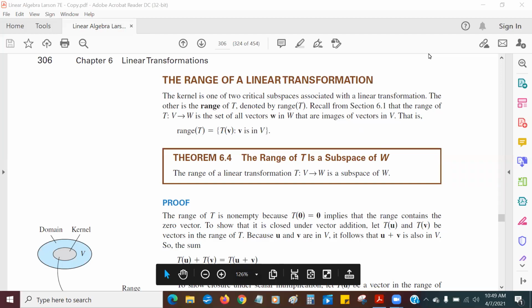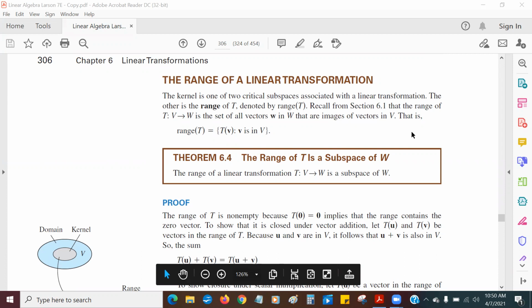This is 6.2, and we did kernel. We said we're going to do kernel and range. Well, the kernel is a subset of the domain V. The range is a subset of the codomain W. So that's important, so that they're in two different places. The kernel is in the domain V. The range is in the codomain W. So the kernel and the range live in different places.